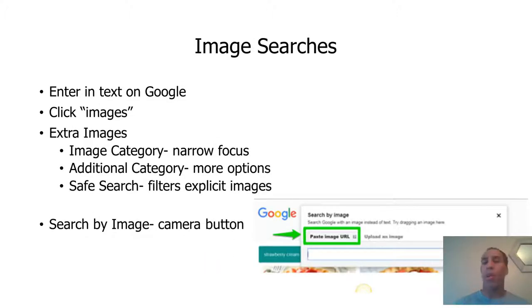Image searches, and we already went over this, but enter in text on Google, click images, extra images, image category, narrow the focus, additional category, it gets you more options. Safe search filters explicit images, which is always good for the kids. Search by image, the camera button, right? So there are all kinds of different options. Google's done a great job of understanding what people want, what they are typing, what they're searching for, probably because they're keeping your information and then applying that back to help you in what you're looking for, which some people are very, very happy about.